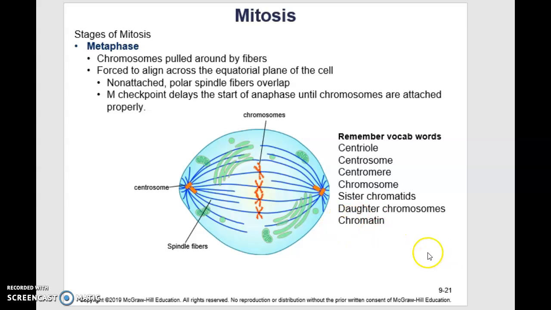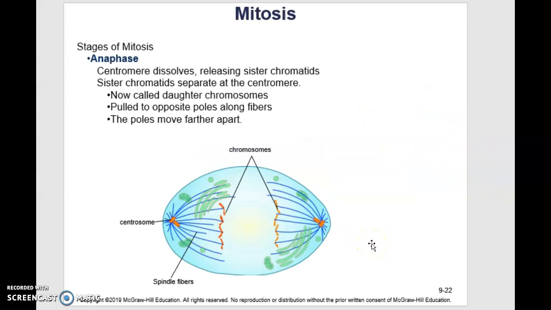And remember, chromatin was the loose DNA that looked like spaghetti in a bowl that can actually be used to make proteins. Okay, so throughout this whole thing, make sure you keep reminding yourself of what these vocab words are and how to keep them separate.